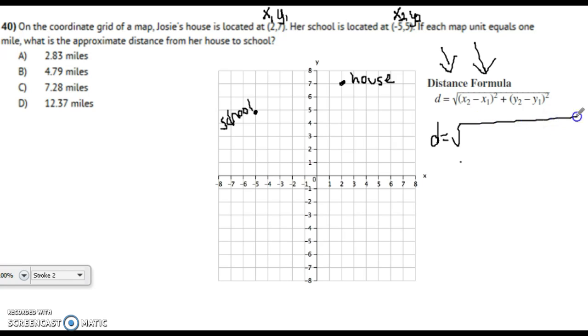So my x2 is -5 minus my x1, which is 2. My y2 is 5 minus my y1, which is 7. And then I can type all of this into my calculator.